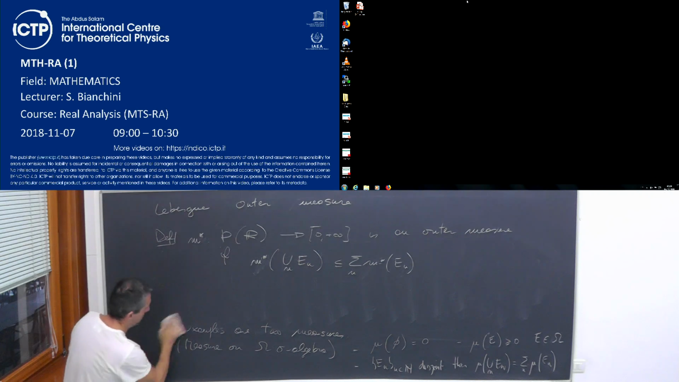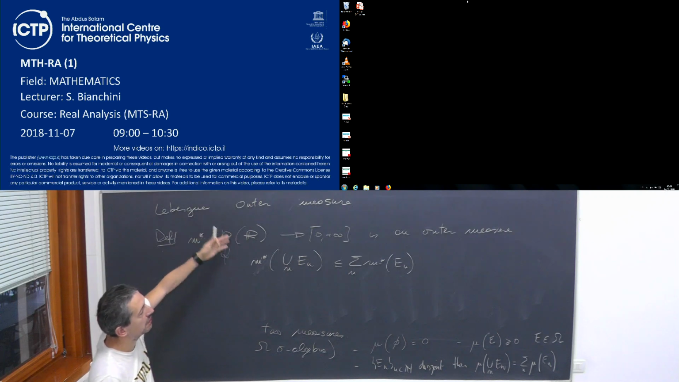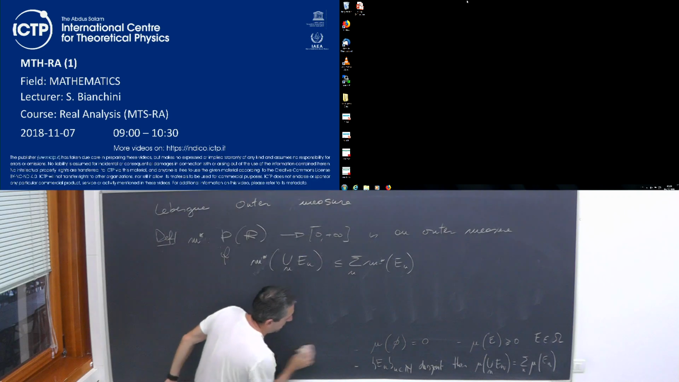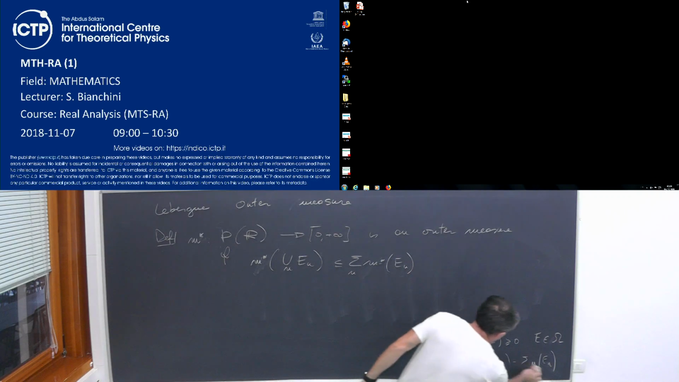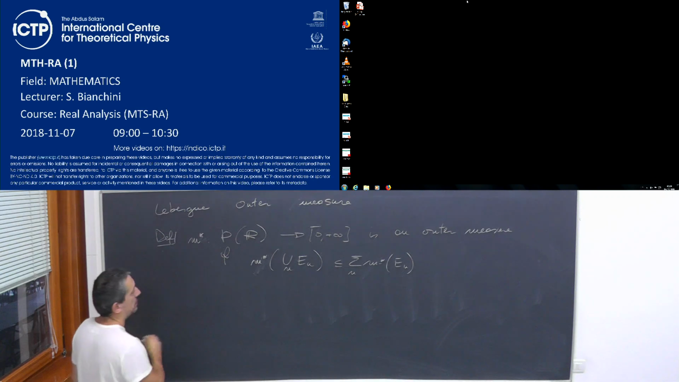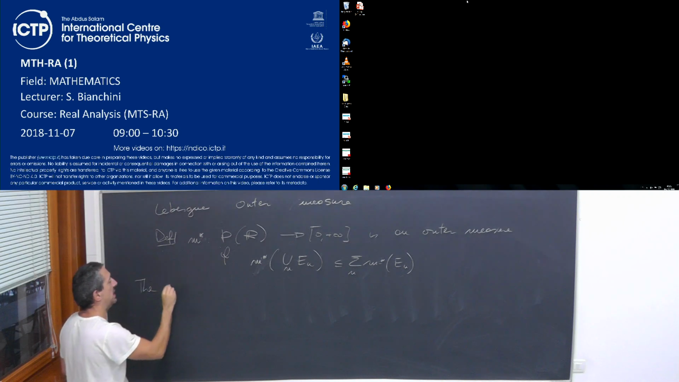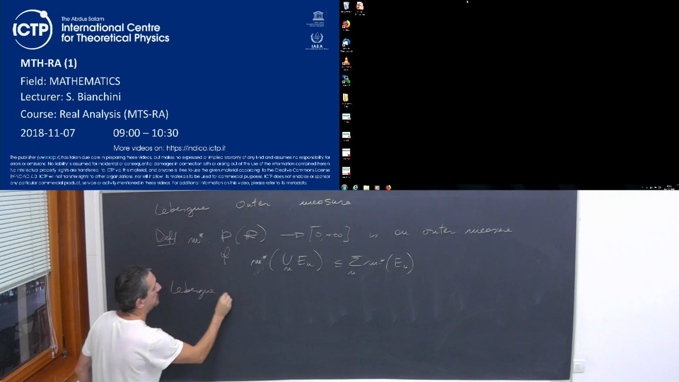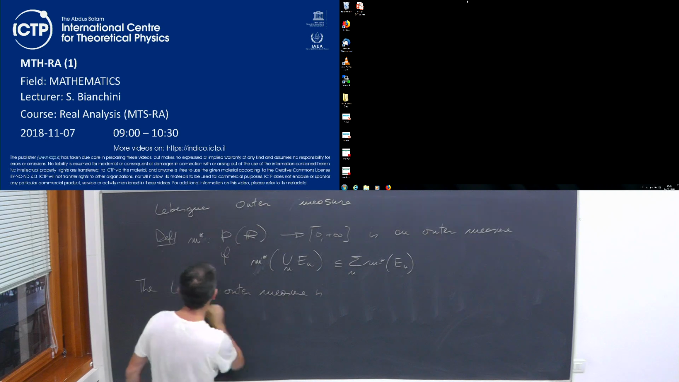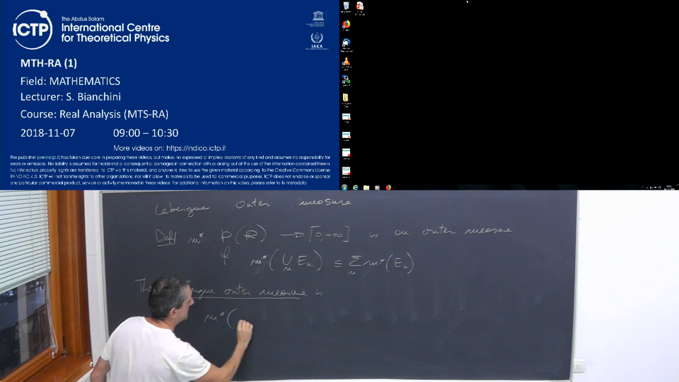So let's give now the definition. The important thing is, in general, an outer measure on the power set of any set is something which is countably subadditive. So this is an outer measure, the Lebesgue outer measure. So what is M star of any set A?